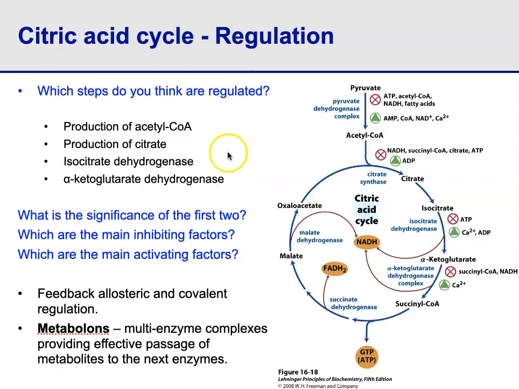All right, so in terms of regulation, which steps do you think are regulated? I'm listing them right here: production of acetyl-CoA, production of citrate, isocitrate dehydrogenase, and alpha-ketoglutarate dehydrogenase. They seem to be all focused towards the beginning. What is the significance of the first two? Well, the pyruvate dehydrogenase complex reaction is a checkpoint. During this reaction, it is decided whether pyruvate will become acetyl-CoA, which can then be used for biosynthesis or for breaking down, or whether pyruvate will go back for gluconeogenesis. This is a very important reaction.